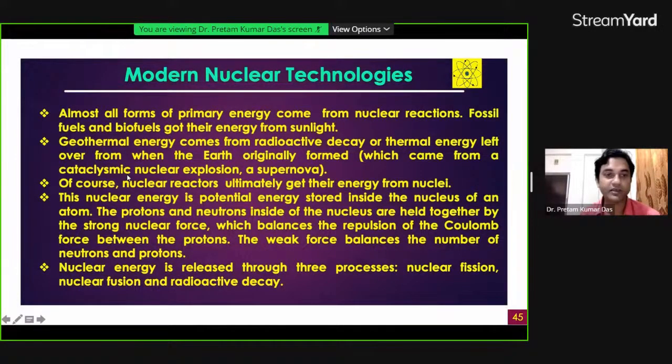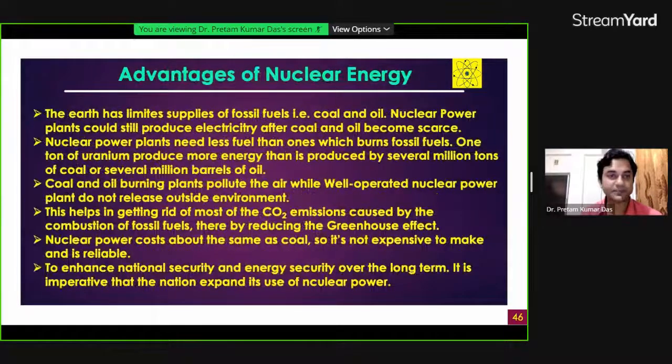This nuclear energy is potential energy stored inside the nucleus of an atom. The protons and neutrons inside the nucleus are held together by the strong nuclear force, which balances the repulsion of the Coulomb force between the protons. The weak force balances the number of neutrons and protons. Nuclear energy is released through three processes: nuclear fission, nuclear fusion, and radioactive decay.